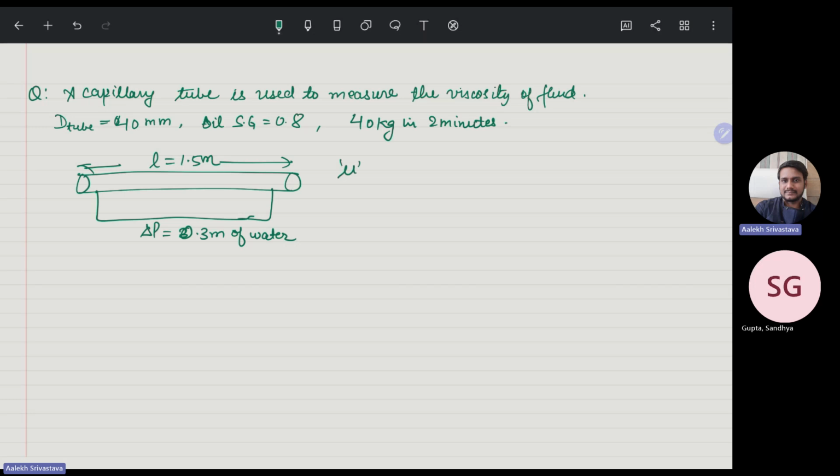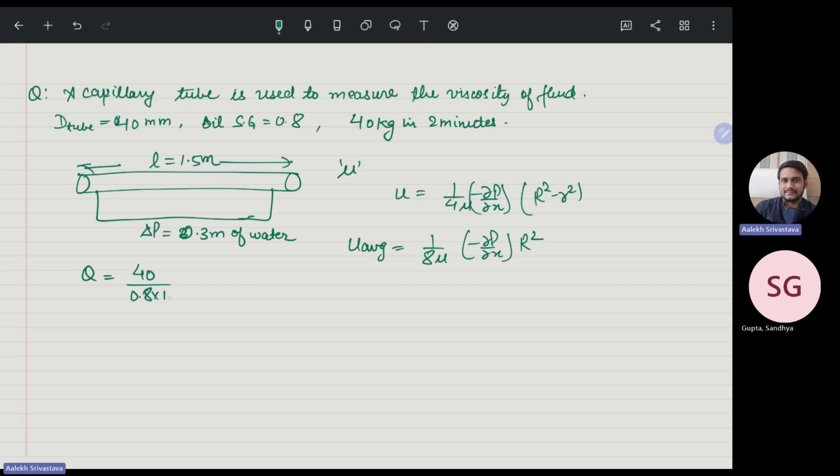So first of all, it is a flow in a pipe. So you know U is equal to 1 by 4 mu, minus del P by del X, into R square minus r square. Then you take the average, it will be 1 by 8 mu, minus del P by del X, into R square. Now we have the mass, we have the density, so we can obtain the volume flow rate, that is 40 divided by 0.8 into 1000, that is 800, into 2 into 60. This is in meter cube per second. So this is the volume flow rate.